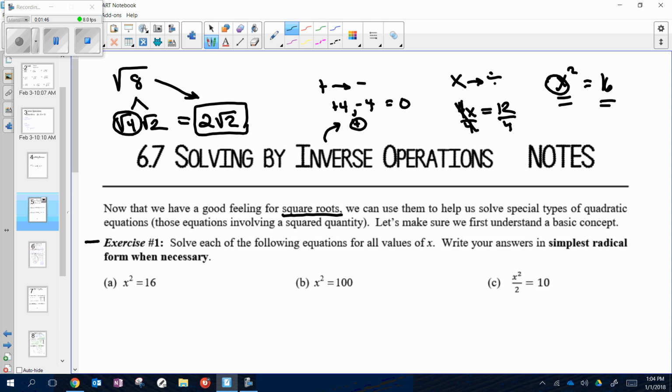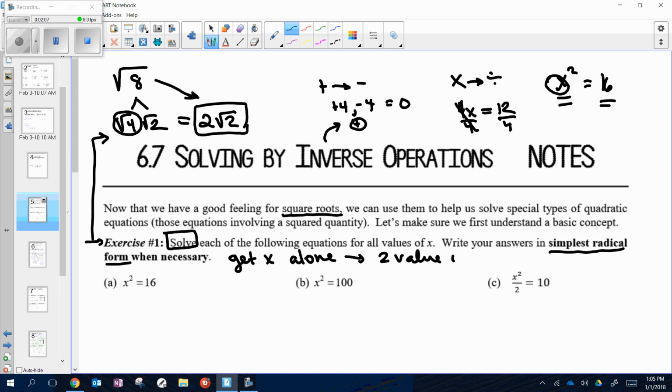So exercise 1. Solve each of the following equations for all values of x. Write your answers in simplest radical form when necessary. That's what I was talking about up here. Again, we're solving, think get x alone, and think these are quadratic. You're probably going to have 2 values of x when you're all done, because it's x squared in the equation. These are not linear equations. So to get x alone, you're going to do the inverse of squaring, which is square root.